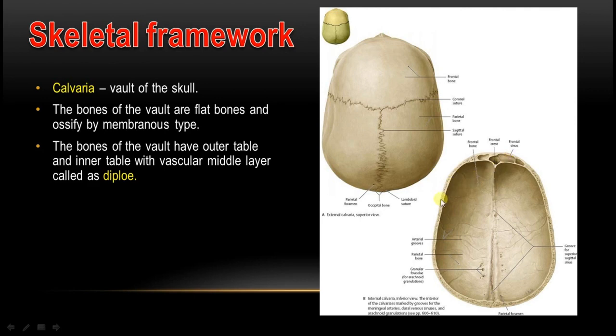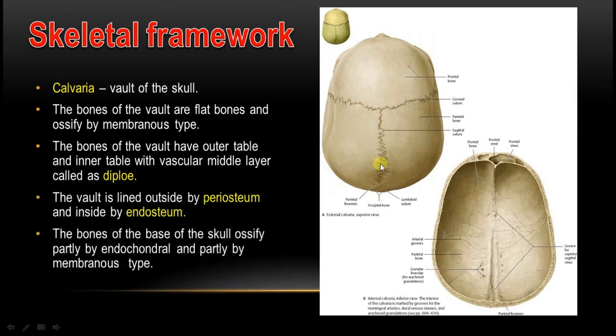So you have an inner table and an outer table. The inner table is lined by the endosteum, which is a modification of the dura mater, whereas the outer table of the bone is lined by the periosteum. Throughout the body, all the bones are covered by the periosteum. Only certain bones lack the periosteum, like your sesamoid bones. So the vault, as I told you, is lined by periosteum and the endosteum.